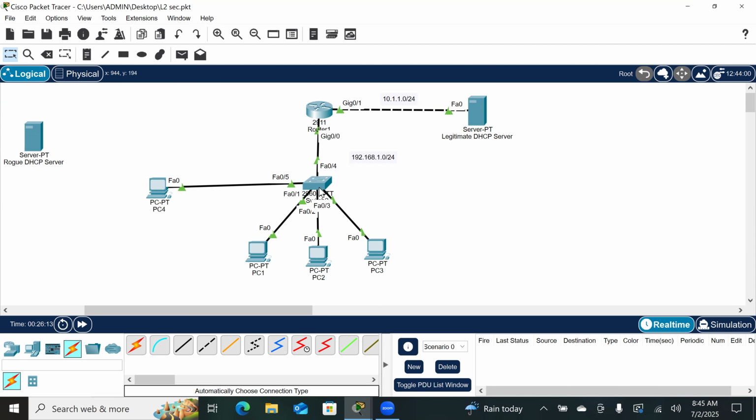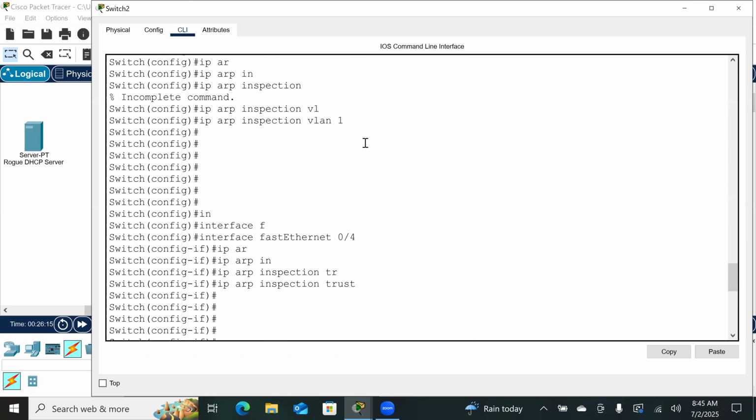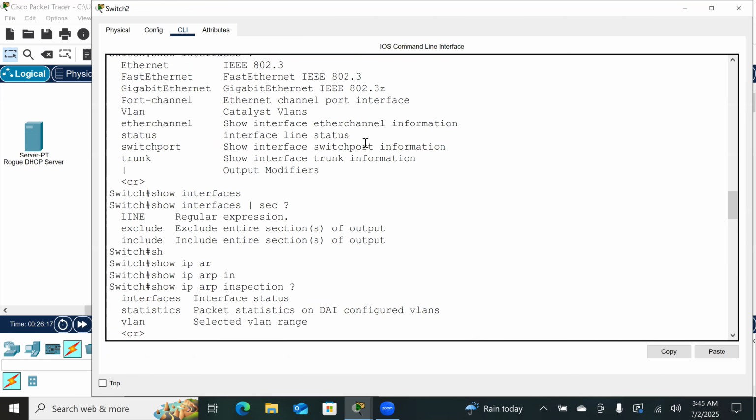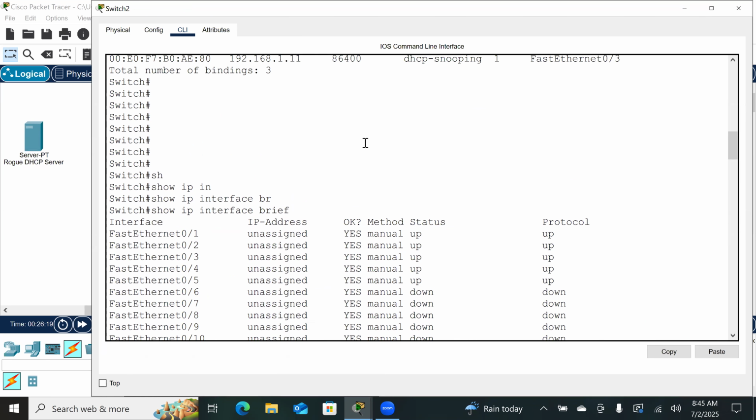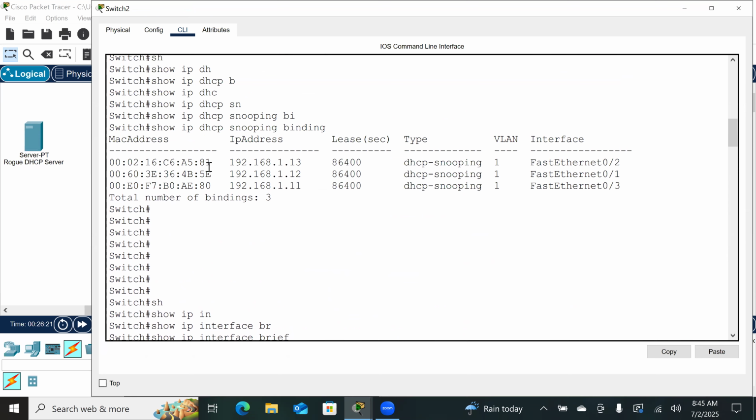With the help of this binding table, what are they going to do? They are going to check that this is the interface connected with this IP address, and this is the MAC address of that one. If the same IP address is coming with a different MAC address, then it's going to stop that traffic there. Okay, clear?